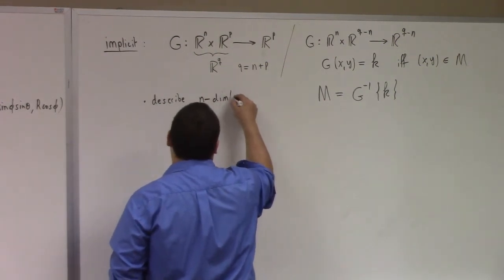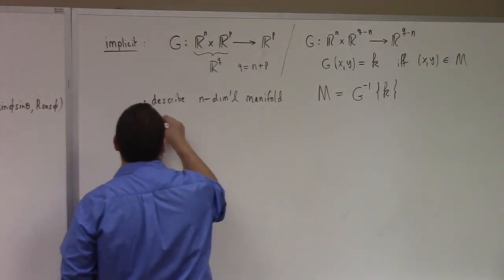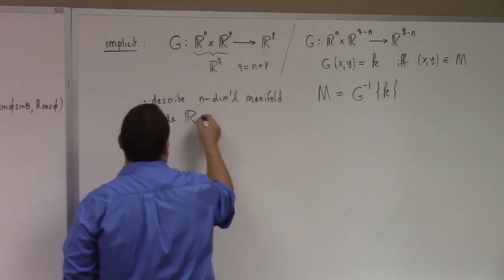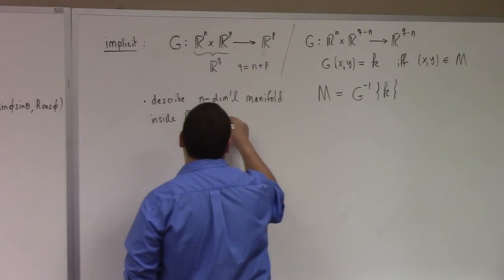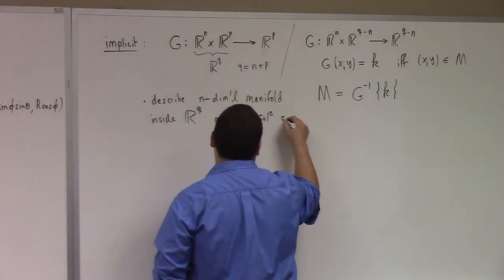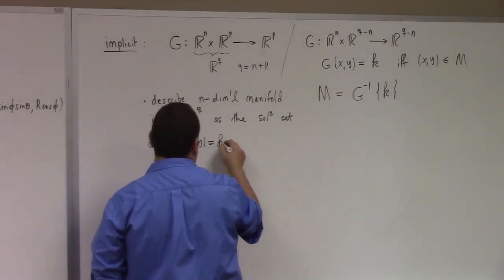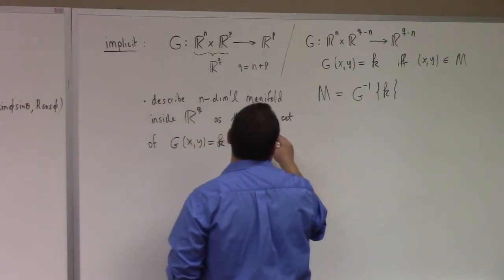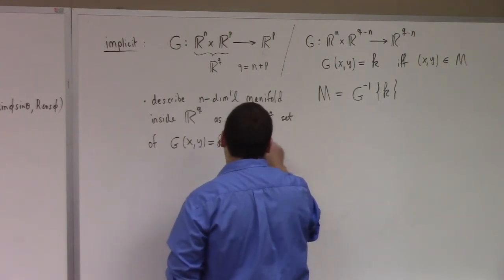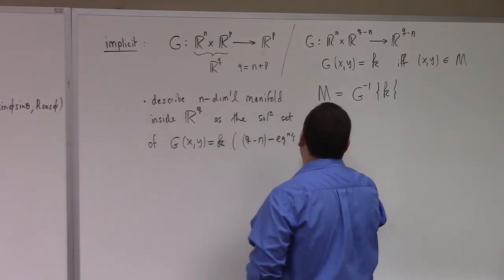So in other words, we basically describe an n-dimensional manifold inside the ambient space RQ as the solution set of G of x comma y equals k, right? And aka this is Q minus n equations, right? In how many unknowns? Q unknowns.